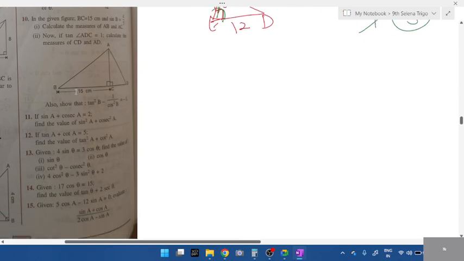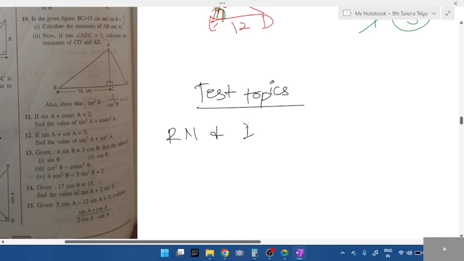Fine. These questions we'll do on Monday. We'll continue on Monday, 10 to 15. Okay, now take down the test topics. Test: rational and irrational numbers, full. All three of you were there, right? For rational, irrational. Next, trigonometry, students.